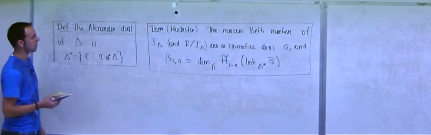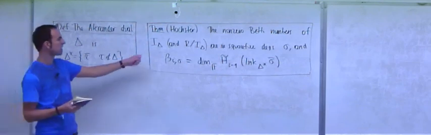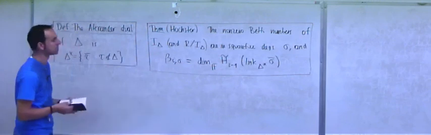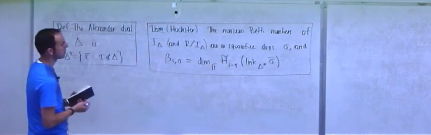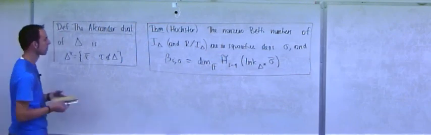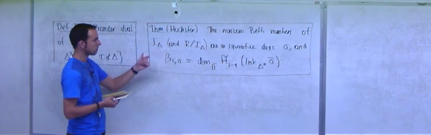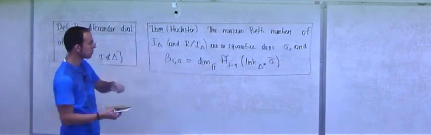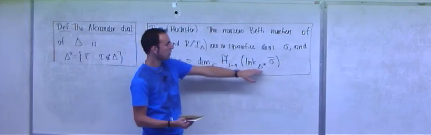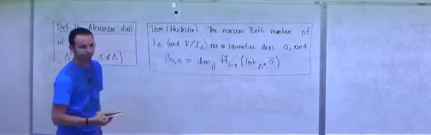Today I want to tell you several things about the Alexander dual. And one of the things I want to tell you is this theorem that I stated last time, a theorem due to Hochster, which says that if you want to know the Betti numbers of a Stanley-Reisner ring, I sub delta, then basically what you need to do is understand the topology of the Alexander dual. Okay.